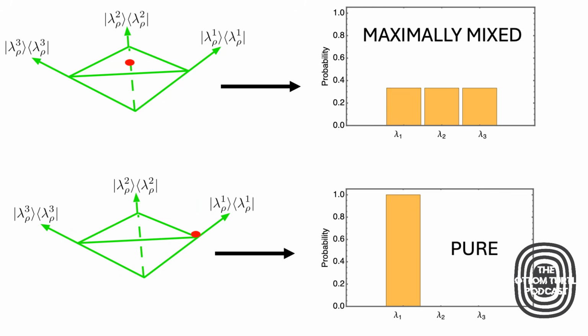With these triangles, I show you the distribution associated with each point. The point in the center is maximally mixed, where you have a one third probability for each outcome, which means it's completely random and I have no idea what's going to happen. Then if you go down to the triangle below that, I have the point at the vertex associated with lambda one, and this is what we call a pure state. A pure state has complete certainty, probability of one, and zero uncertainty.